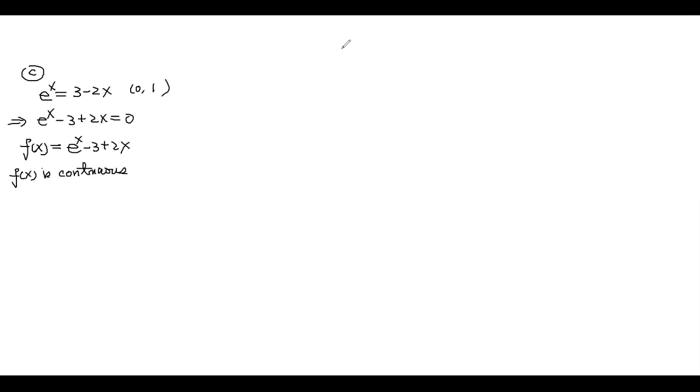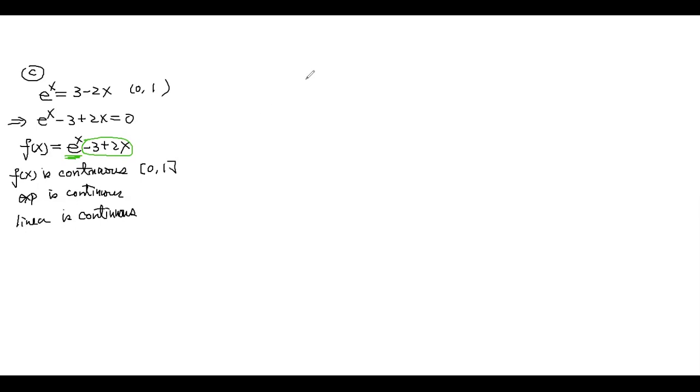Why is it continuous here? Because e^x is exponential, and this one here you can say is linear. So the polynomial doesn't matter because I know the exponential is continuous, right? Then I also know the linear function is continuous. So when you have two continuous functions together, it is continuous. So that's why I can conclude f of x is continuous in these intervals, right?